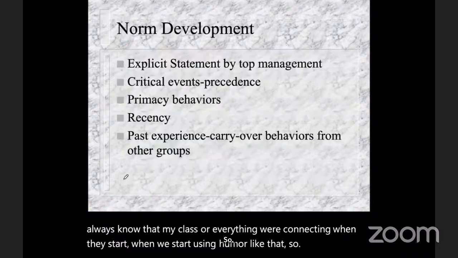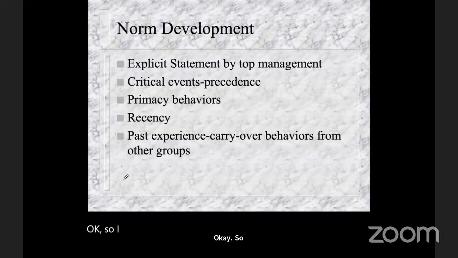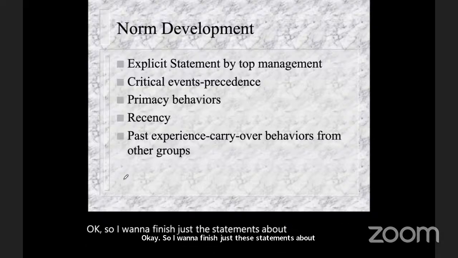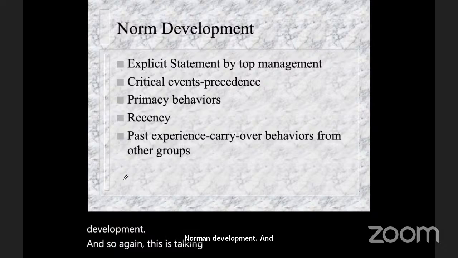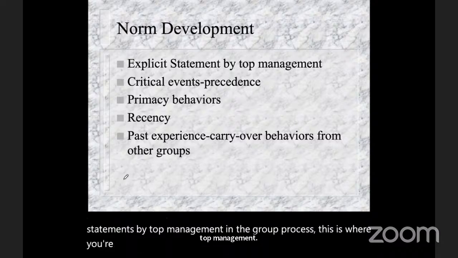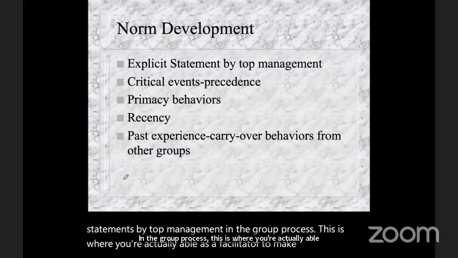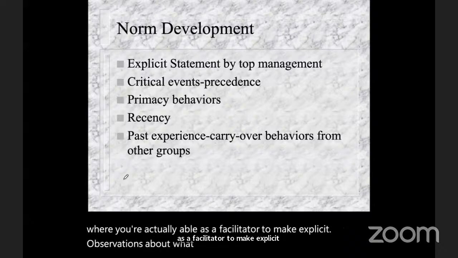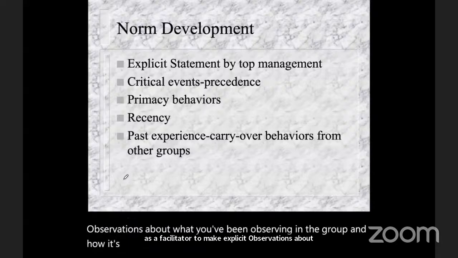Okay. So I want to finish just these statements about norming development. And again, this is talking more organizational in this one, explicit statements by top management. In the group process, this is where you're actually able, as a facilitator, to make explicit observations about what you've been observing in the group and how it's running. Okay. Critical events precedence.